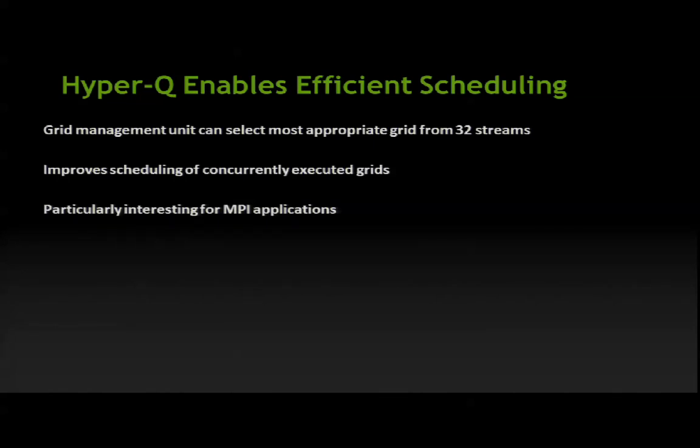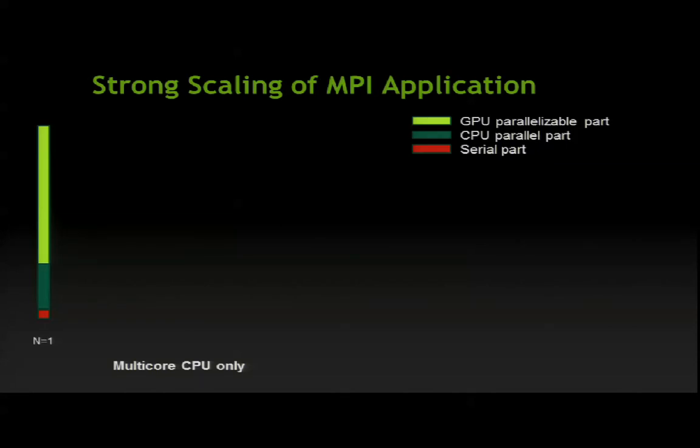And so with Hyper-Q, this situation would, for instance, happen when you want to share a GPU amongst multiple MPI ranks. And with Hyper-Q, this should help now in the situations where you share a GPU amongst multiple MPI ranks. So let's look at this scaling example of an MPI application.